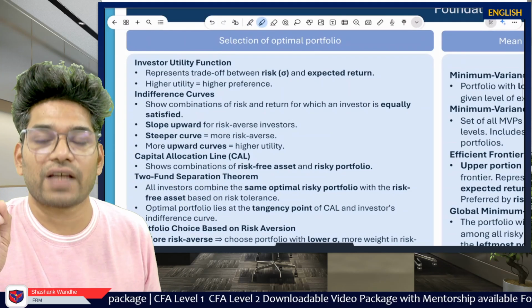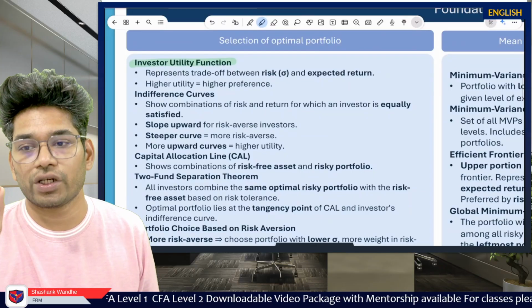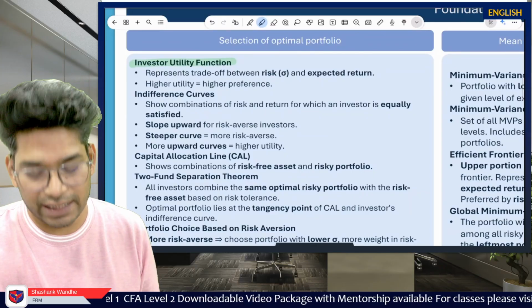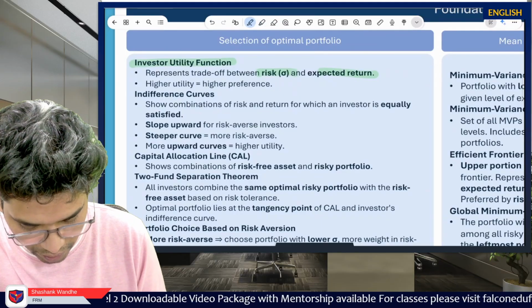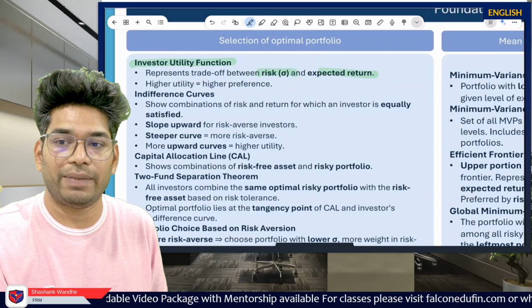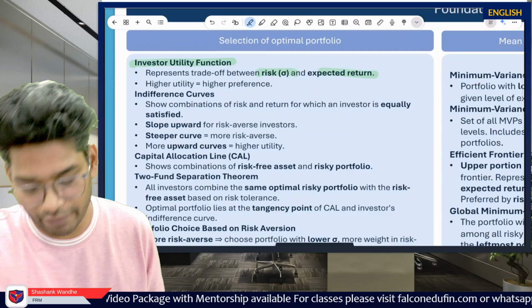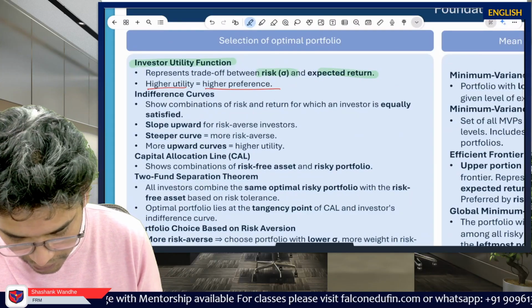Because learning objectives are designed like this. What is the investor's utility function? It represents the trade-off between the risk and the expected return. In simple terms, how much risk will be taken by the investor for the given risk return. Higher utility means higher preferences.